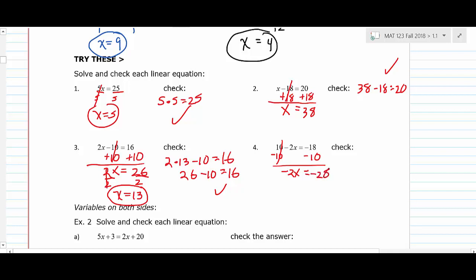Okay, now what do we do? Divide by negative 2. So do this. And what answer did you get? Hopefully 14. Okay, that's it. So do it like that.